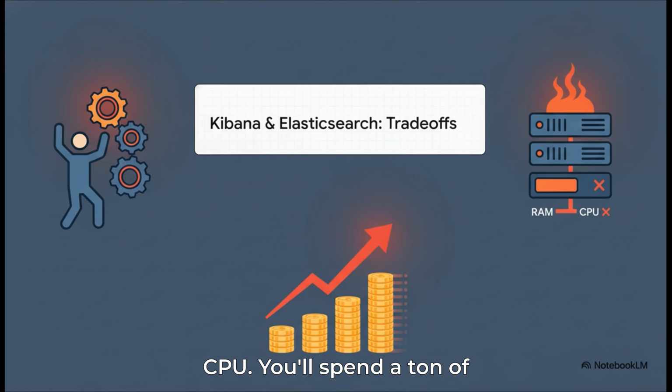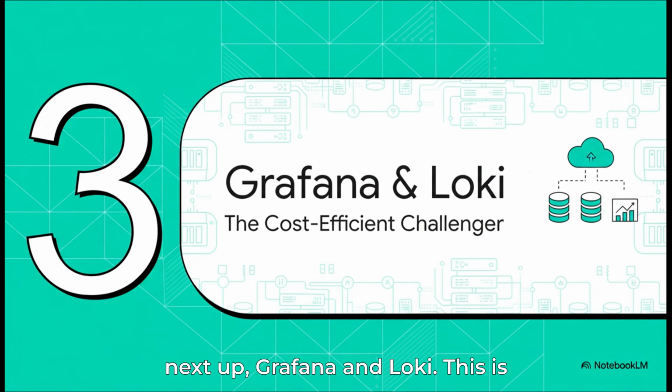You'll spend a ton of engineering time just managing the cluster, tuning things and worrying about storage costs, which can really blow up fast. Okay, next up, Grafana and Loki. This is the new challenger, the cost-efficient one. This whole stack was basically born in the cloud-native world, and it was designed from day one to play nice with tools like Prometheus, and most importantly, to keep your bills low.